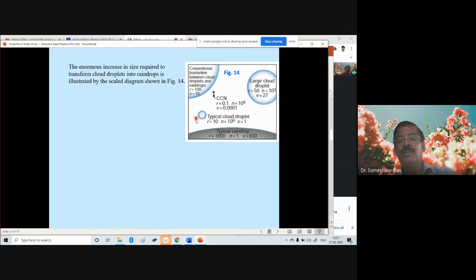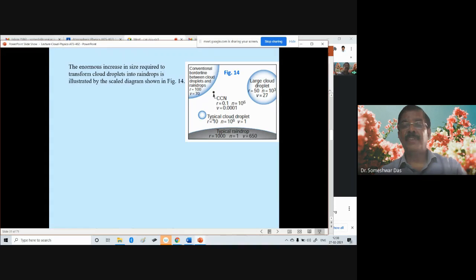Now the cloud droplets have become larger, and the radius is now 10 micron. From 0.1, it has increased to 10, and the number concentration, of course, is the same. Also the terminal velocity V has increased, because as the size of the cloud droplets increases, the terminal velocity will also increase.